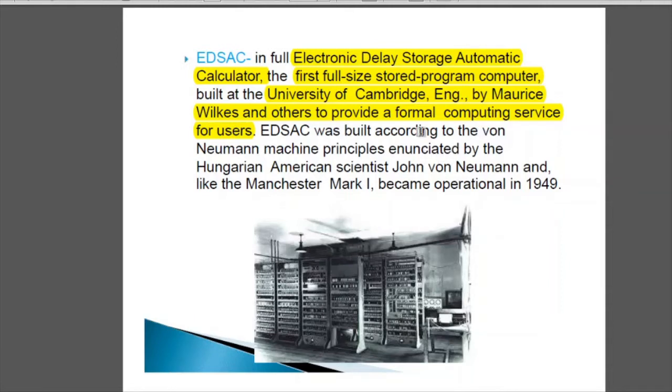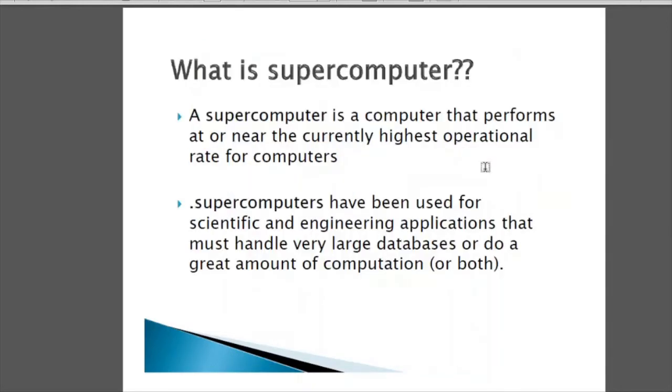EDSAC was built according to the von Neumann machine principle initiated by Hungarian American scientist John von Neumann, and like the Manchester Mark I it became operational in 1949. It followed the principles told by Hungarian American scientist John von Neumann. We have discussed von Neumann architecture, so this is the same scientist we discussed earlier.